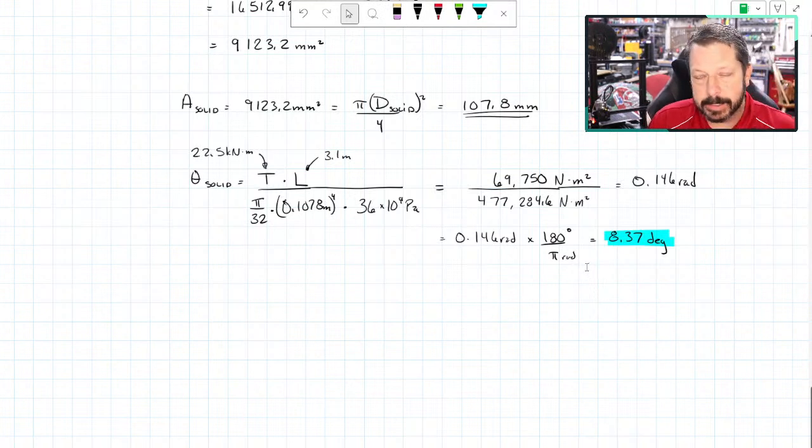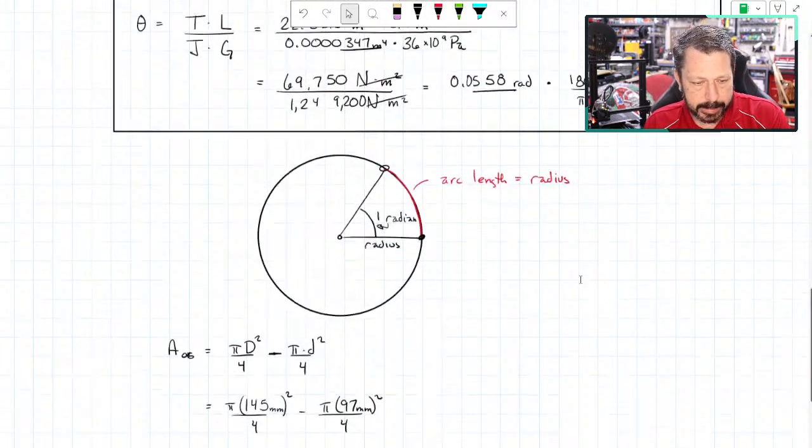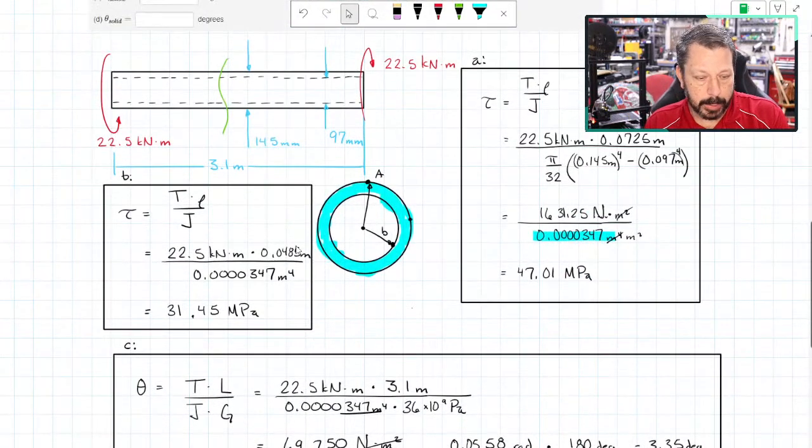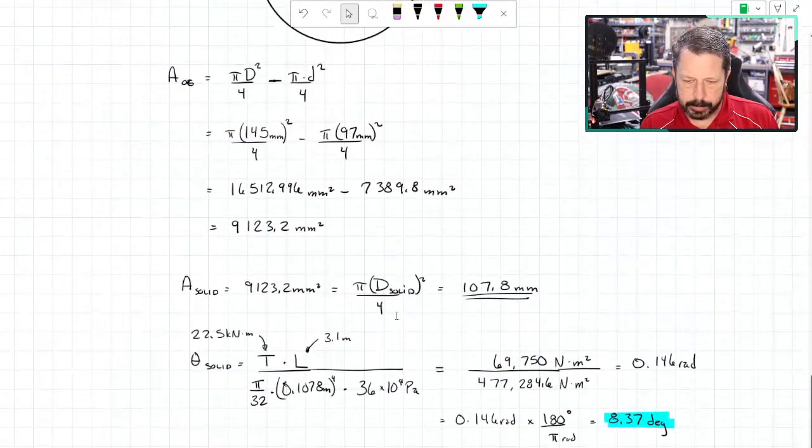So there are reasons why you have solid versus hollow shafts, but it's not necessarily because of the angle of twist. The angle of twist is lower, which is normally what you want, in the hollow version versus the solid version. The stress, I guess we could also check the stress. The problem doesn't ask us to, but we could check the stress here and see. We were getting our maximum shear stress was 47 megapascals. So for this one, 22.5 times 1,000 times our outer radius is, what was it, 107.